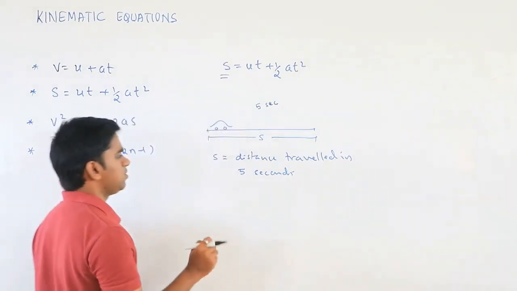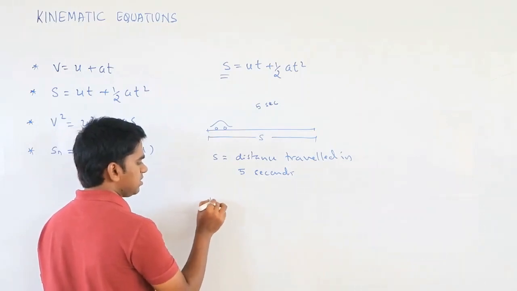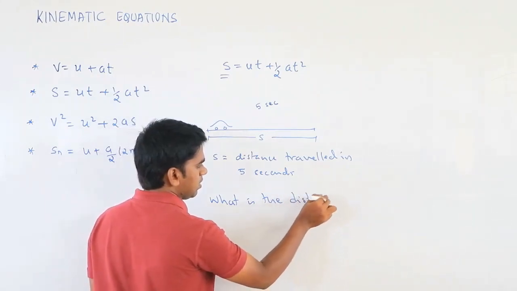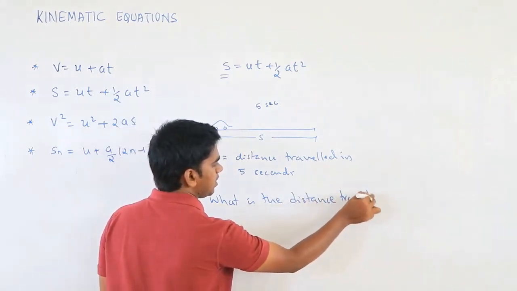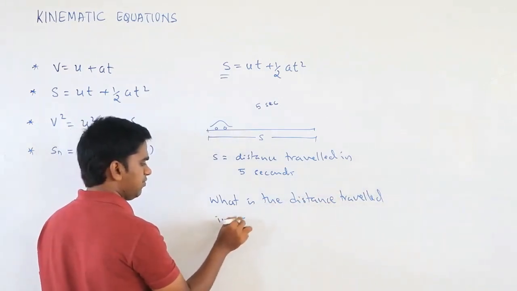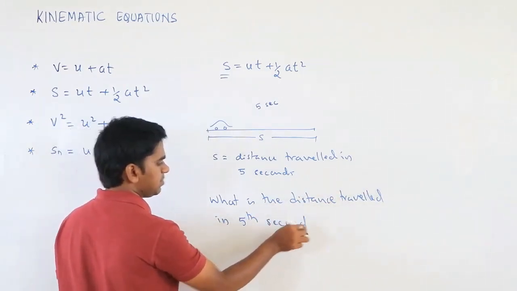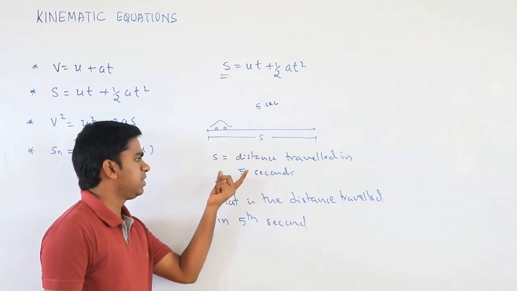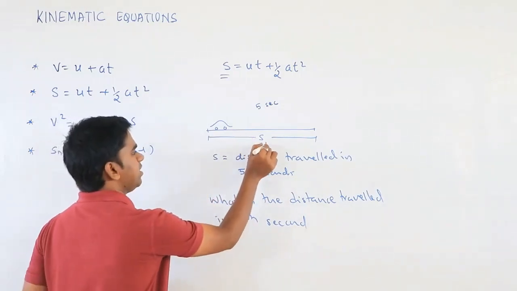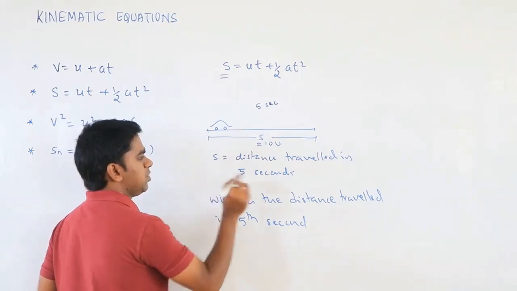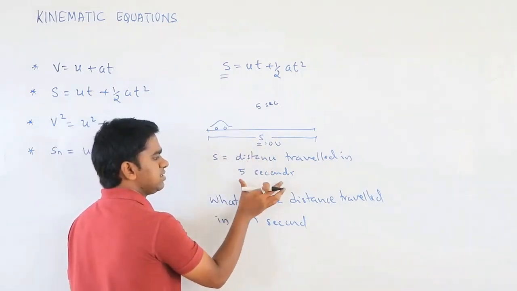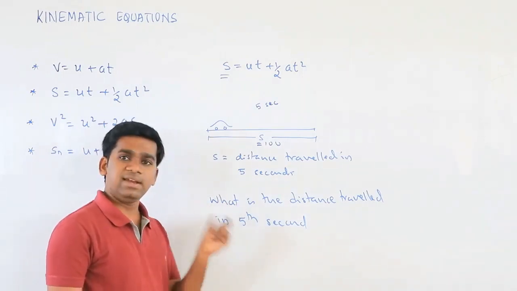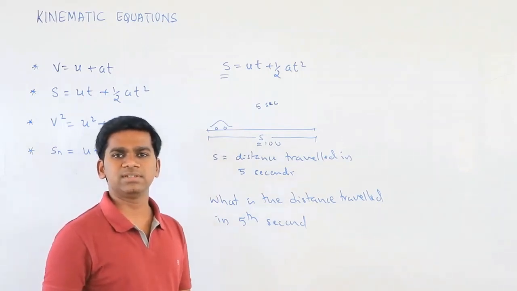But suppose you want to know the distance traveled in the fifth second. See, a lot of difference. This s is the distance traveled in 5 seconds. Say it may be 100, so s equals 100. So 100 meters is the distance traveled in 5 seconds. But what you want is the distance traveled in the 5th second. Only in the 5th second, what is the distance traveled is important.